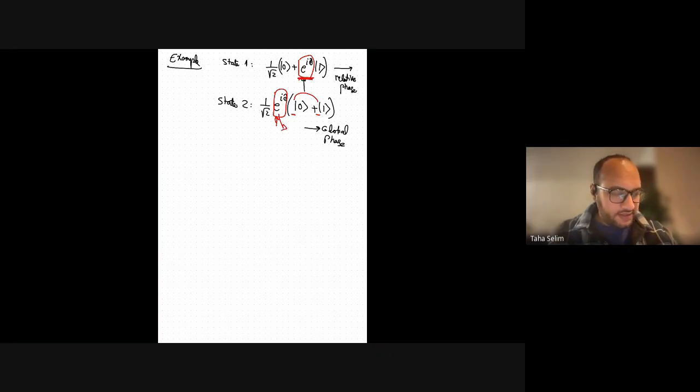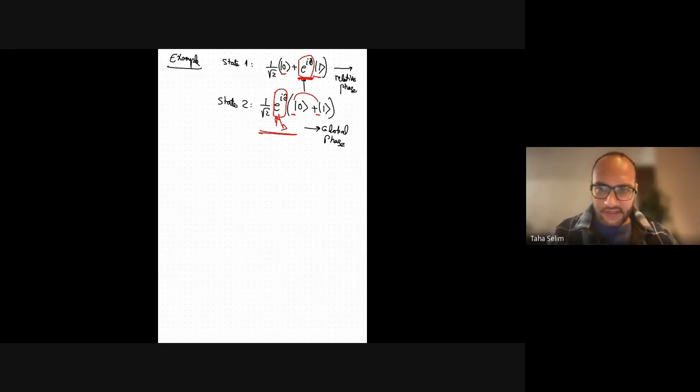However, here it doesn't disappear. It influences the relation between 0 and 1. So the relative phase is important because it contains some information about the relation between the 0 and 1. So it preserves quantum information inside this phase. However, if I have a global phase, it doesn't matter, it doesn't impact my quantum state. Okay, so how does the phase kickback now appear?